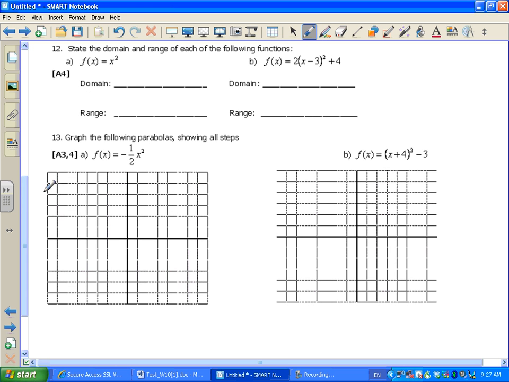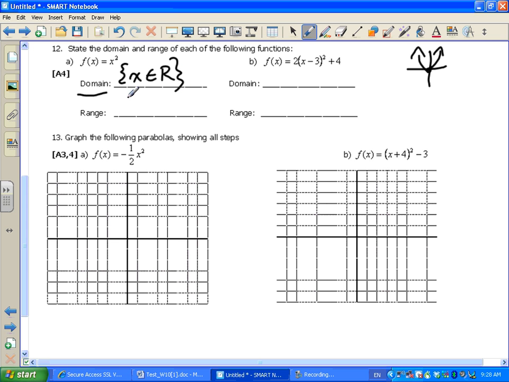State the domain and range of each of the following functions. The first function is our normal parabola. If we were to draw it, remember our vertex is on the origin, and it's heading upwards. Our domain deals with the x-axis, and since there's no limitations, our domain in this one is x is a set of all real numbers. X is every real number.